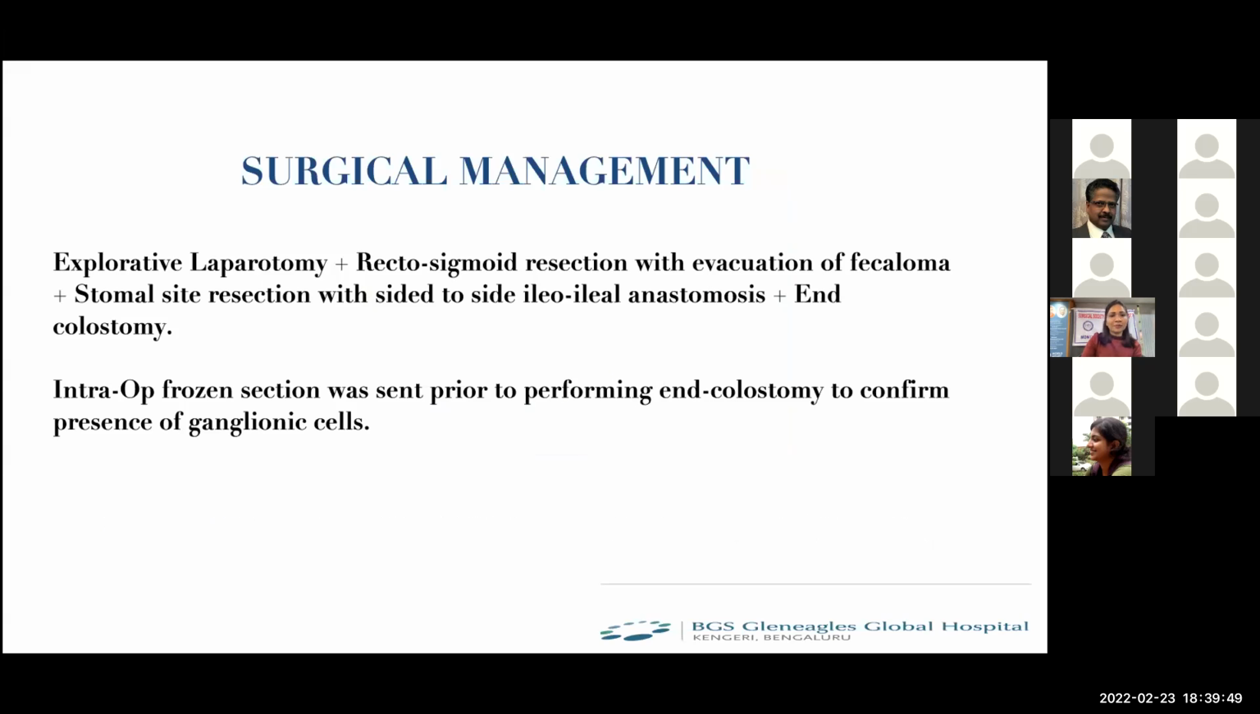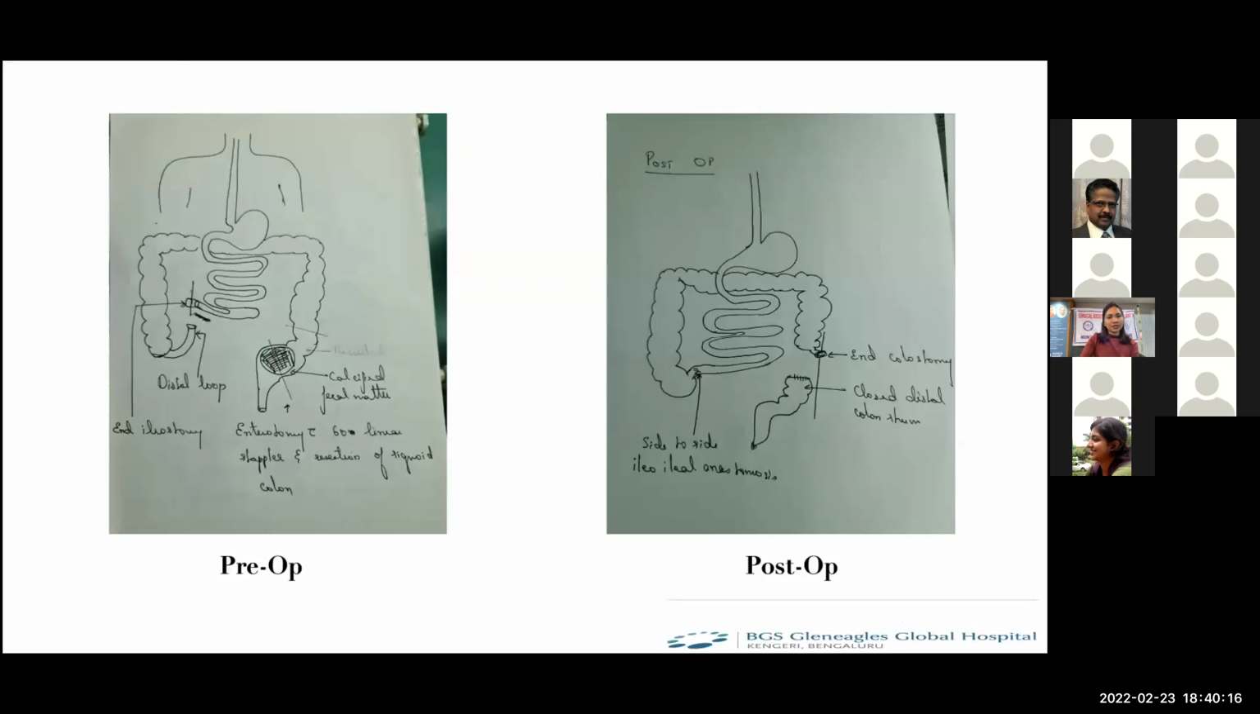Basically, the patient was posted for surgery in view of ileostomy stenosis and subacute intestinal obstruction. She underwent exploratory laparotomy with rectosigmoid resection with evacuation of fecaloma. Stomal site resection was done along with side-to-side ileoileal anastomosis and end colostomy. Intraoperative frozen section was sent prior to performing the colostomy to confirm the presence of ganglionic cells. This is what we did in the OT.